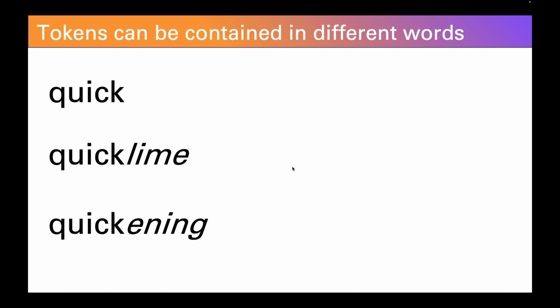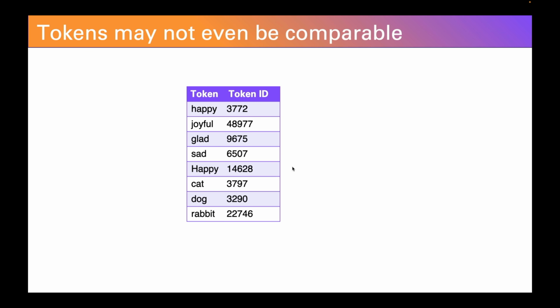Further complicating matters is that a token can be present by itself or sometimes as part of another word. So take, for example, quick. It can be by itself, as in the word quick, but it can also be part of the words quicklime or quickening. This further challenges the idea of having a single number represent the meaning of this token. Another challenge is that the tokens themselves may represent concepts that are not directly comparable. So for example here, the first 5 words or tokens represent emotions: happy, joyful, glad, sad, and happy. And the last 3 are animals. It's not clear mathematically how we would relate these two.